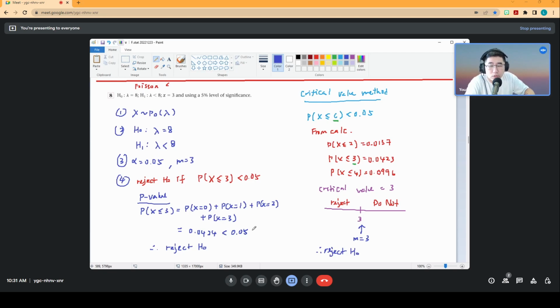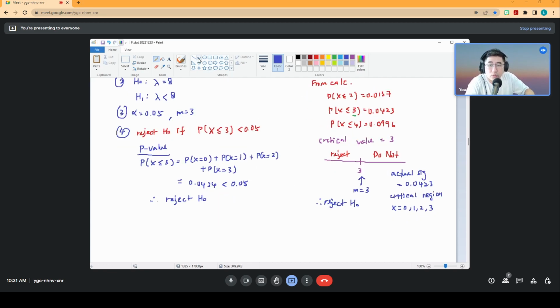Okay, because this is a reject H0 question, the further question that we can actually ask is the actual significance level equals to 0.0423 and the critical region, okay, critical region is x equals to 0, 1, 2, 3. I hope that you still remember how to actually do this. Okay, then let's see for more.